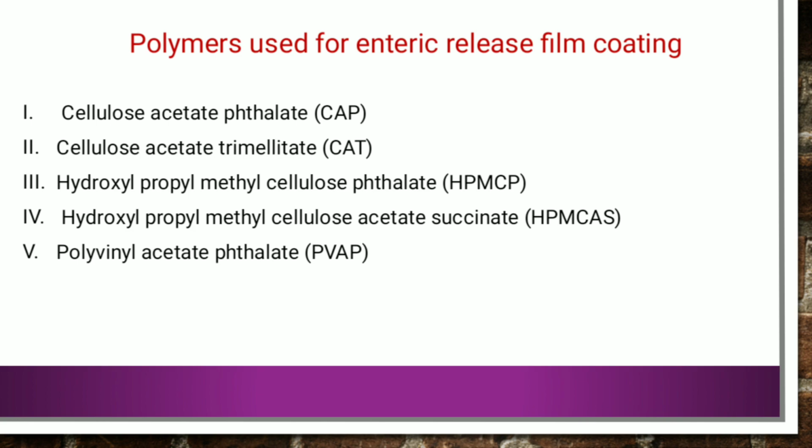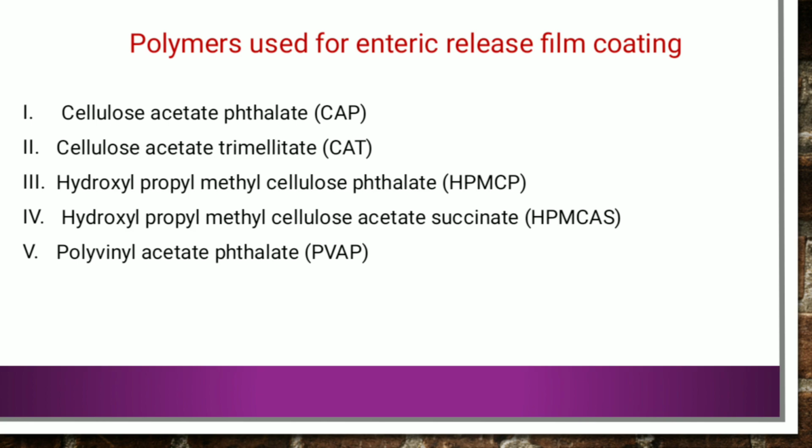Then the next one is HPMCP, that is hydroxypropyl methyl cellulose phthalate. So it is a white to slightly off-white, free flowing flake or granule powder with a slightly acidic odor and a barely detectable taste. It is a derivative of hydroxypropyl methyl cellulose that is produced by the esterification of hydroxypropyl methyl cellulose with phthalic anhydride.